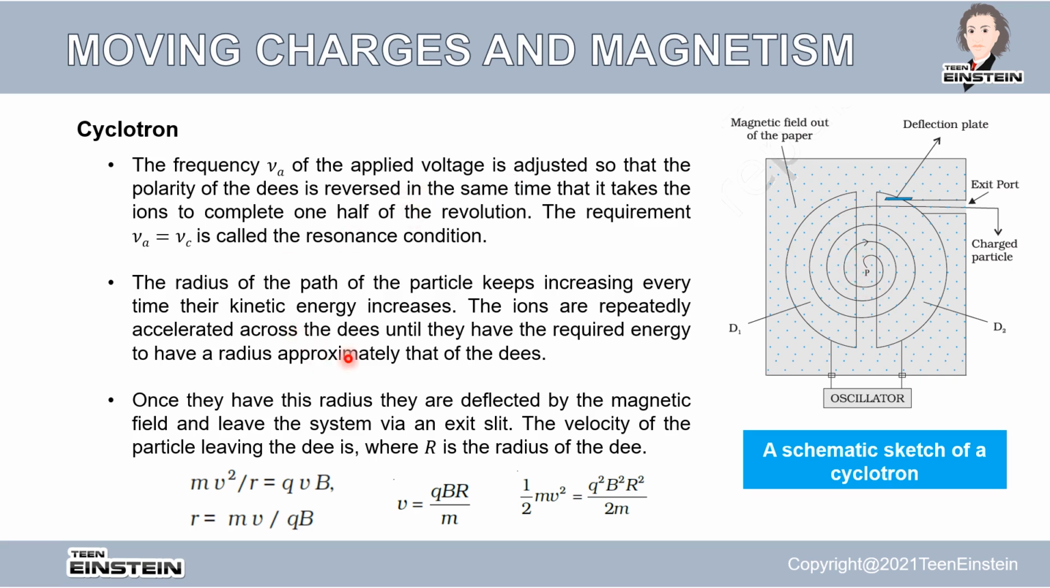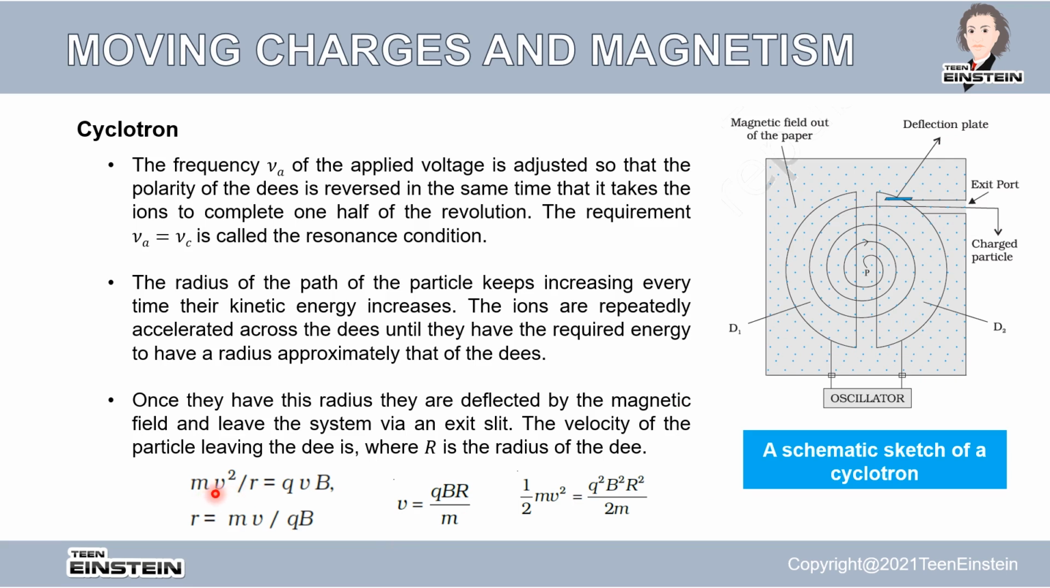So the radius of the path of the particle keeps increasing every time their kinetic energy increases. The ions are repeatedly accelerated across the Ds until they have the required energy to have a radius approximately that of the Ds. Once they have the radius, they are deflected by this magnetic field and leave the system via an exit slit. The velocity of the particle leaving the D is decided by R, where R is the radius of the D. Let's see how it works.